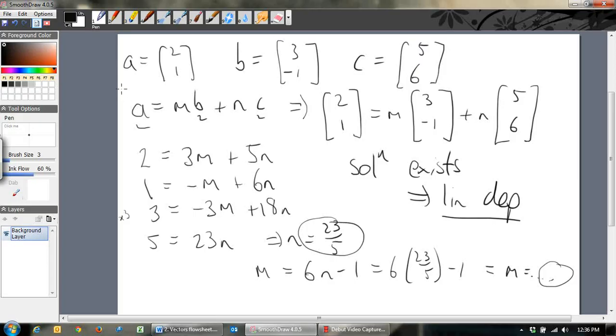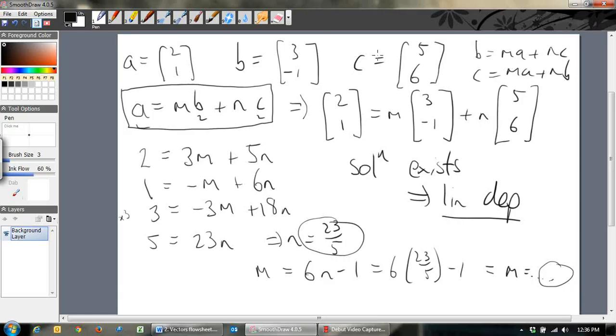This is the key. If you're trying to find whether they're linearly dependent or independent, see if you can write one of the vectors as a linear combination of the other two. I didn't have to write A. I could have done B equals mA plus nC, or C equals mA plus nB. Whichever way you write it, you just have to be able to write one of the vectors as a linear combination of the other two.